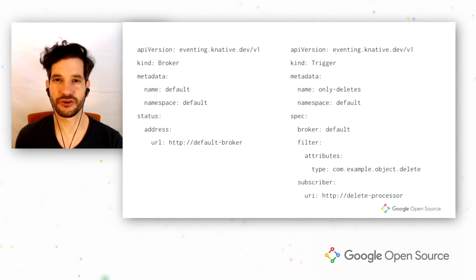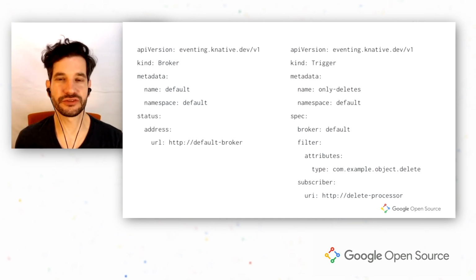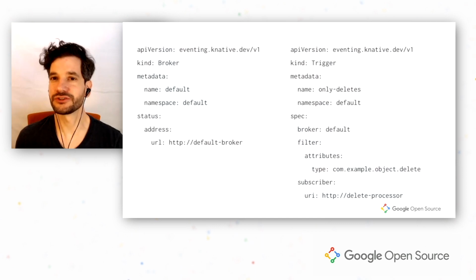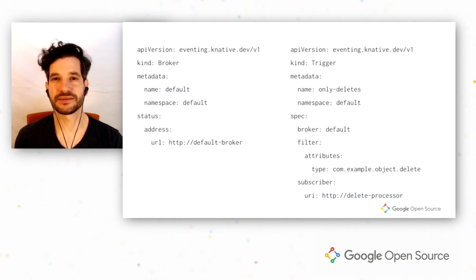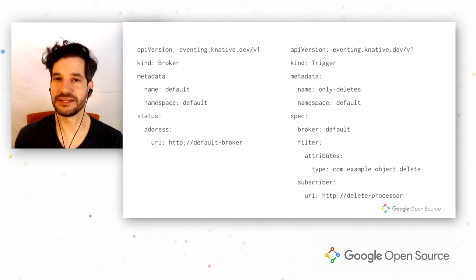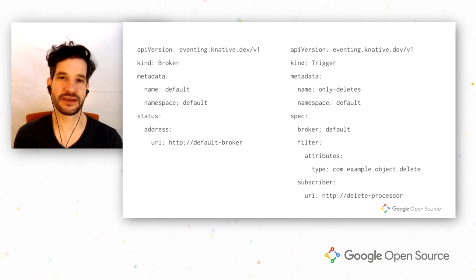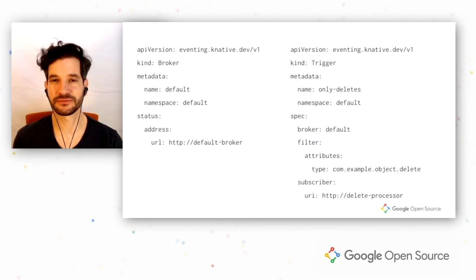To get a bit more concrete, here are the YAML definitions for a basic broker and a basic trigger. The broker has a name, namespace, and address. The address is where publishers should send events. The trigger specifies a broker name, a filter definition, and a subscriber address. It says, if an event arrives at the default broker with the type attribute set to com.example.object.delete, then send that event to the delete processor service.